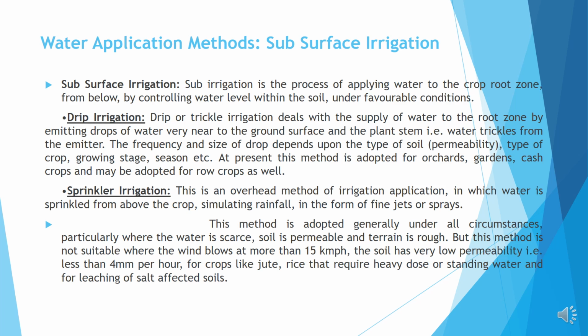It is also not suitable where the soil has very low permeability, that is, less than 4 mm per hour, for crops like jute and rice that require heavy dose or standing water, and for leaching of salt-affected soils.